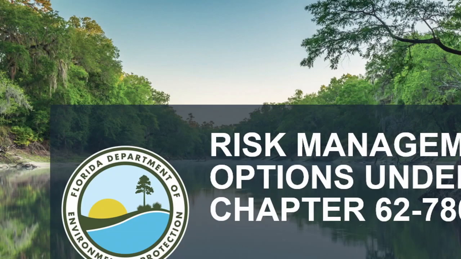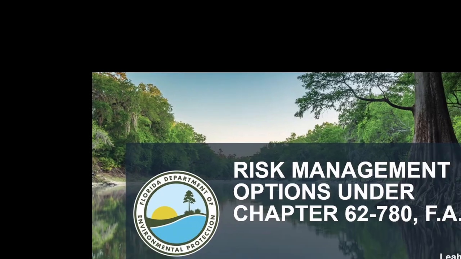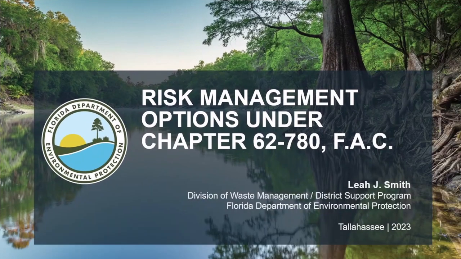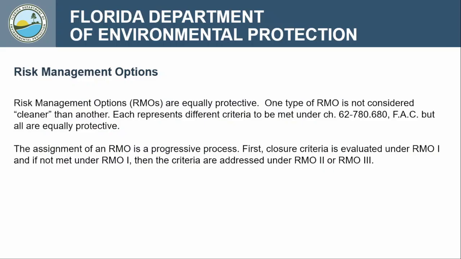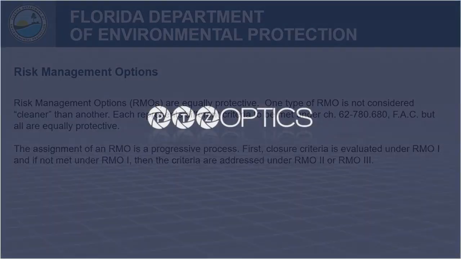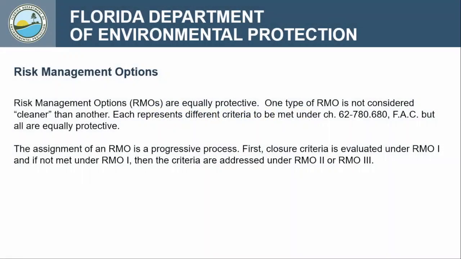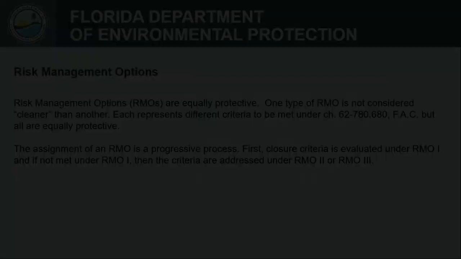Closure options are very site-specific, so this is going to be just a general broad overview. I want to start off by emphasizing that one risk management option, or RMO, is not better than another one. There's a misconception that RMO 1 is the best closure option, but if the criteria are met for RMO 1, 2, or 3, then the main objective is to mitigate any sort of risk.